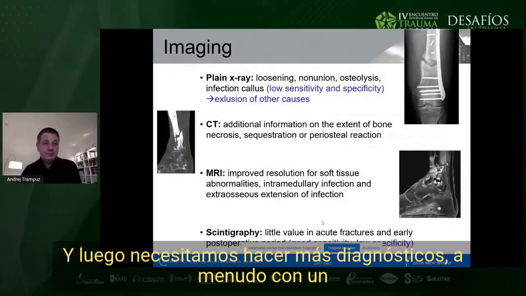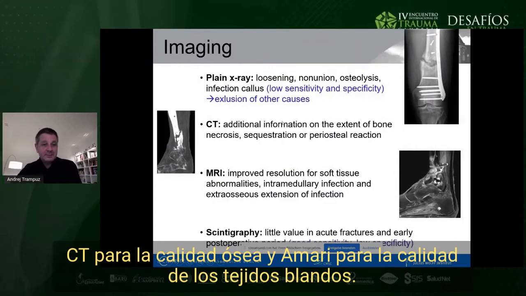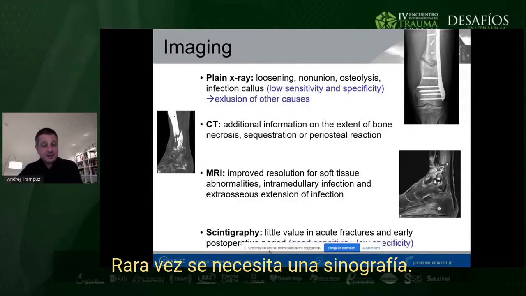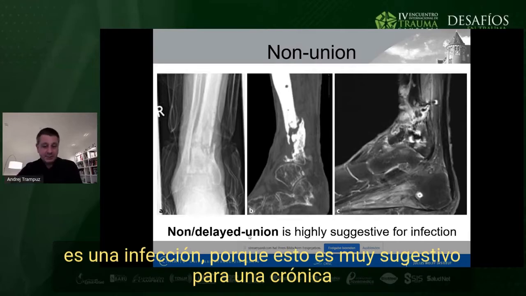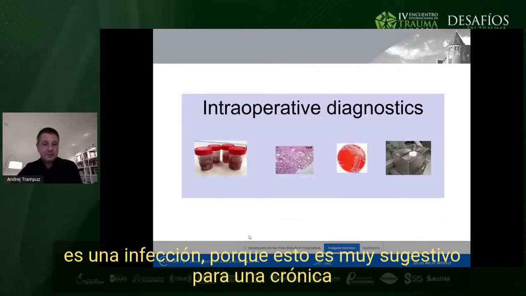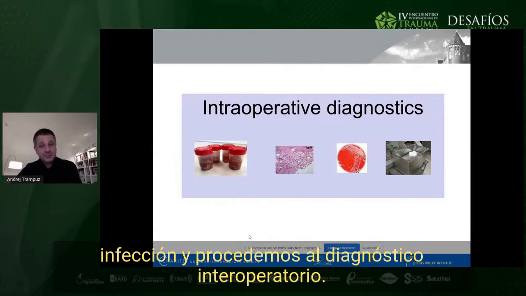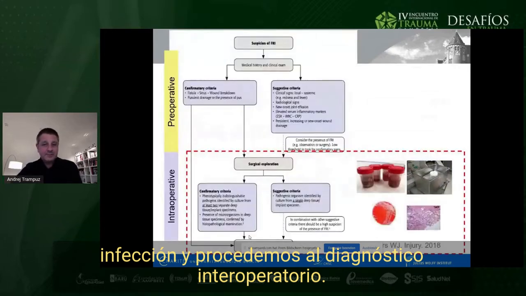And then we need to do further diagnostics, often with a CT for bone quality and MRI for soft tissue quality. Rarely, scintigraphy is needed. If we have a delayed union or non-union, then the first thought is infection, because this is highly suggestive for a chronic infection. And we proceed with intraoperative diagnostics.